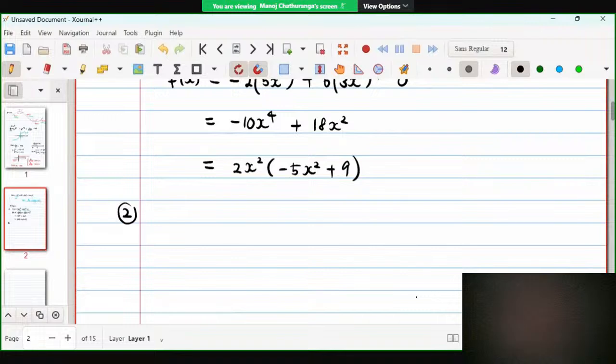Let me give you an example, an exercise. Can you differentiate this function? I can give you 2-3 minutes to think about this function.